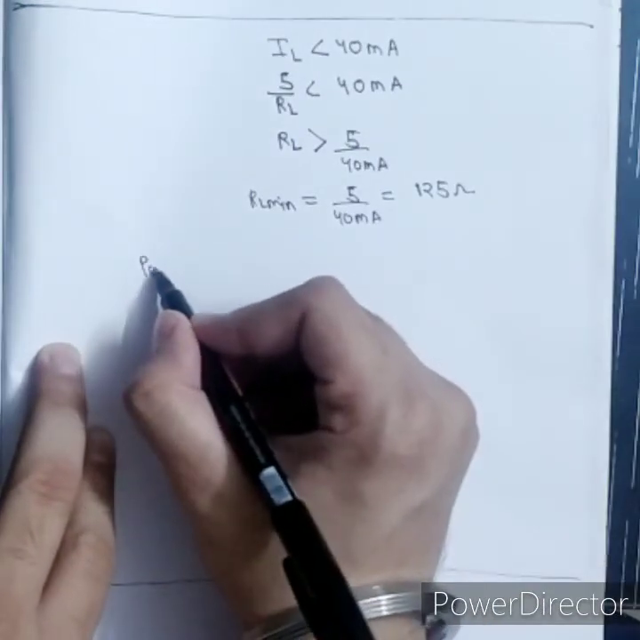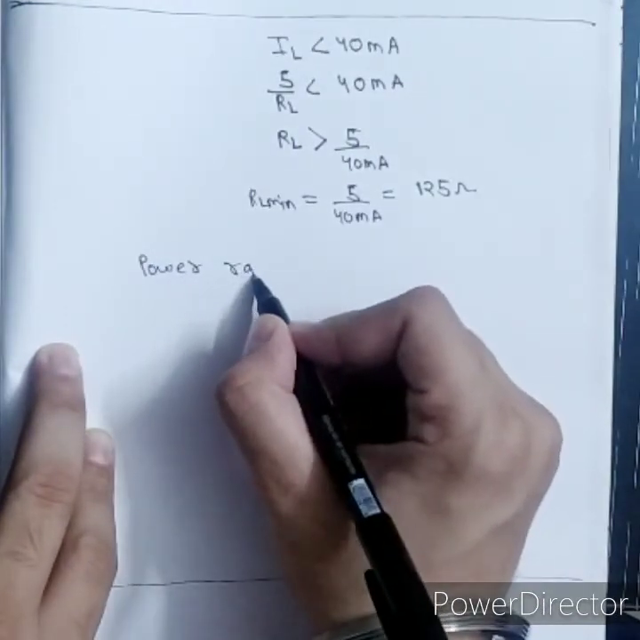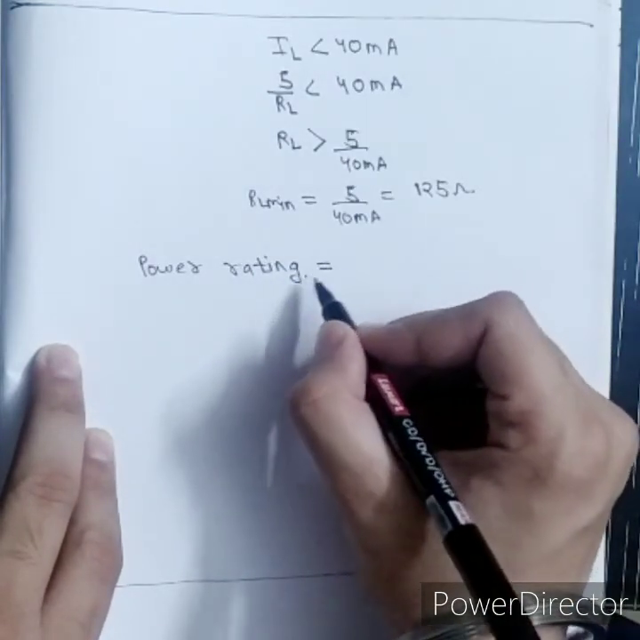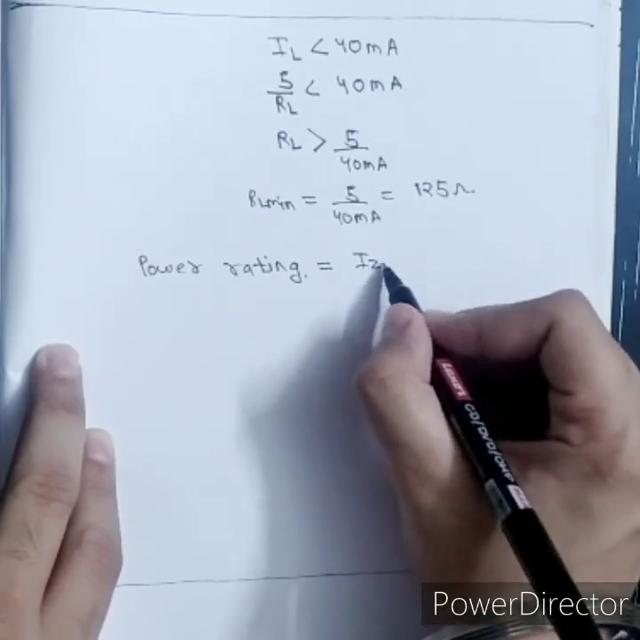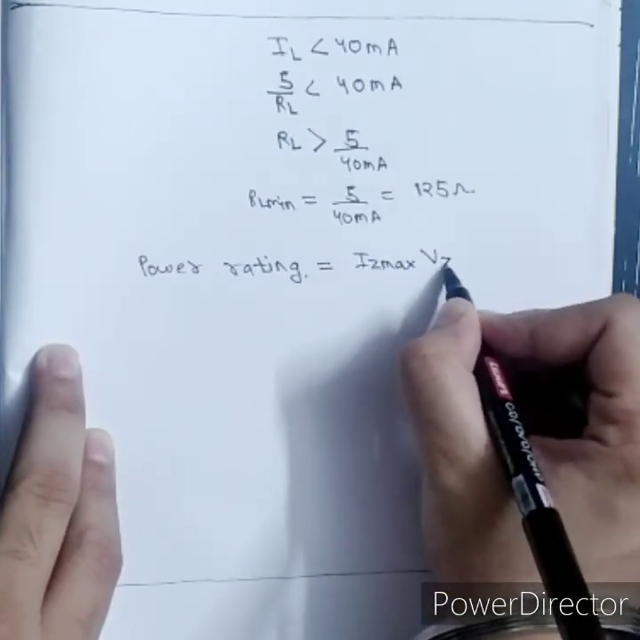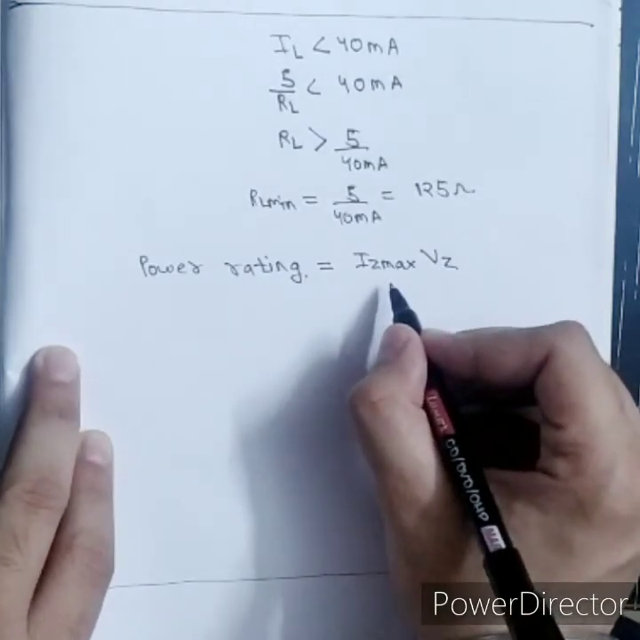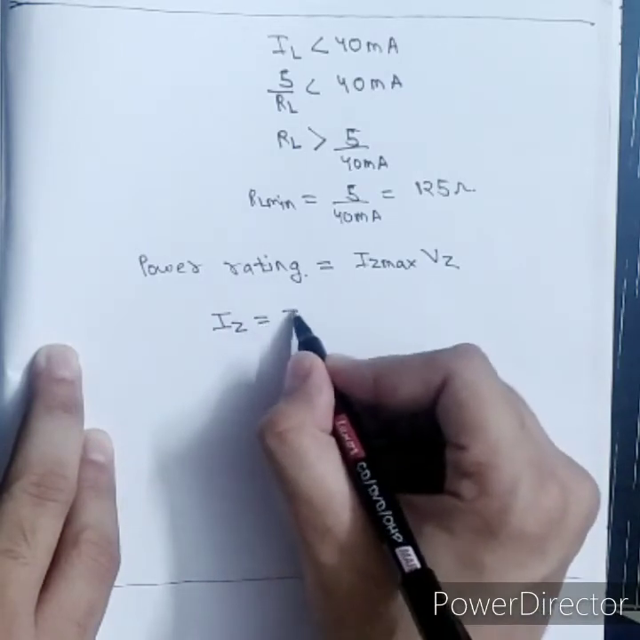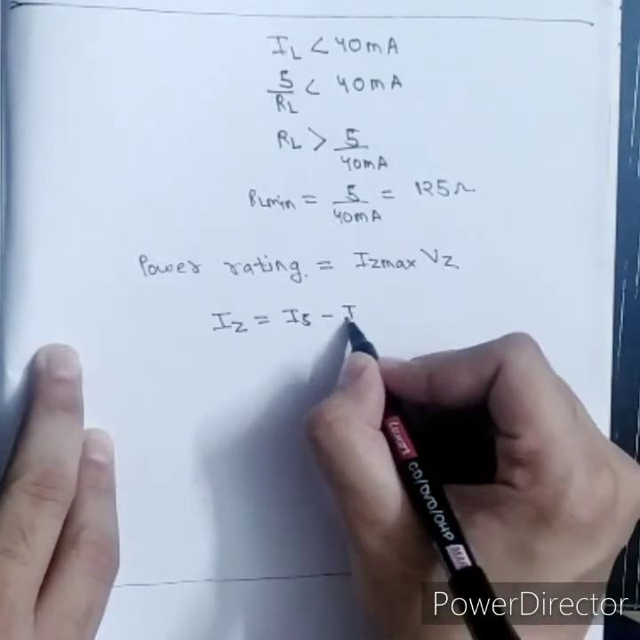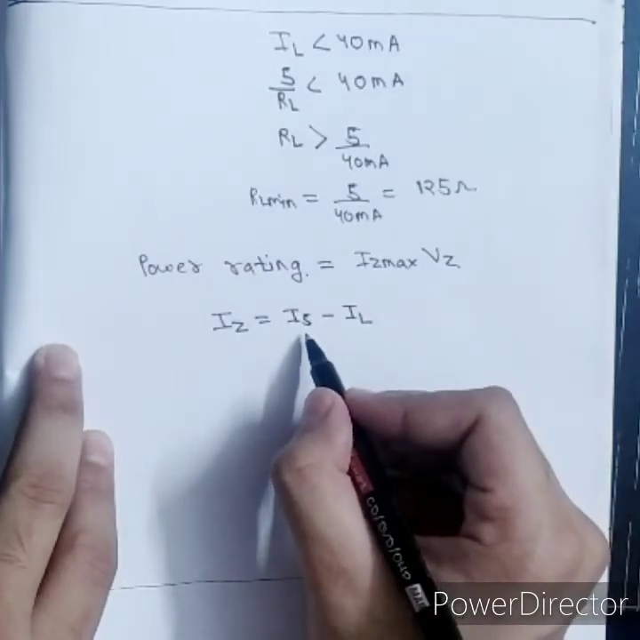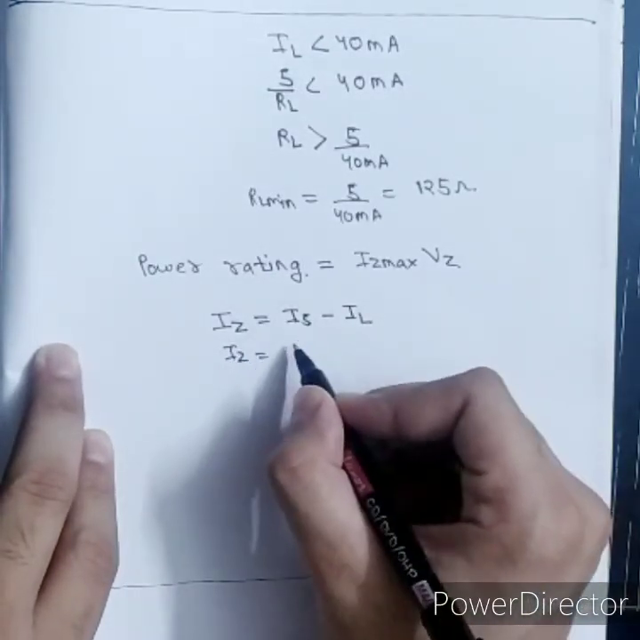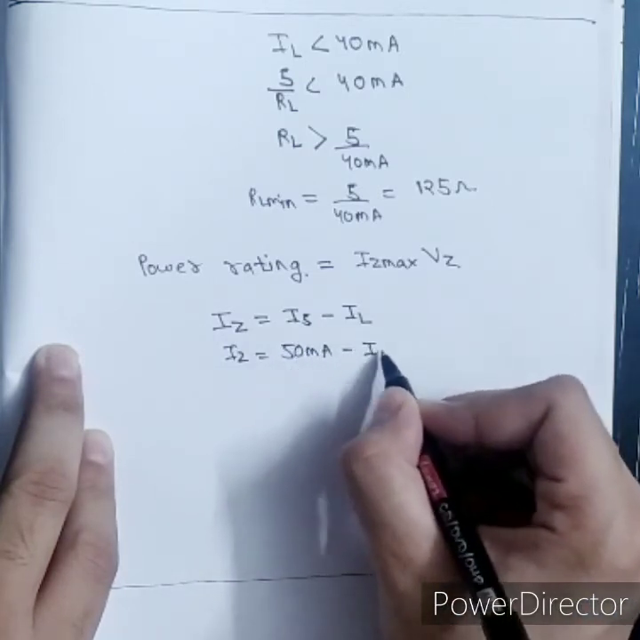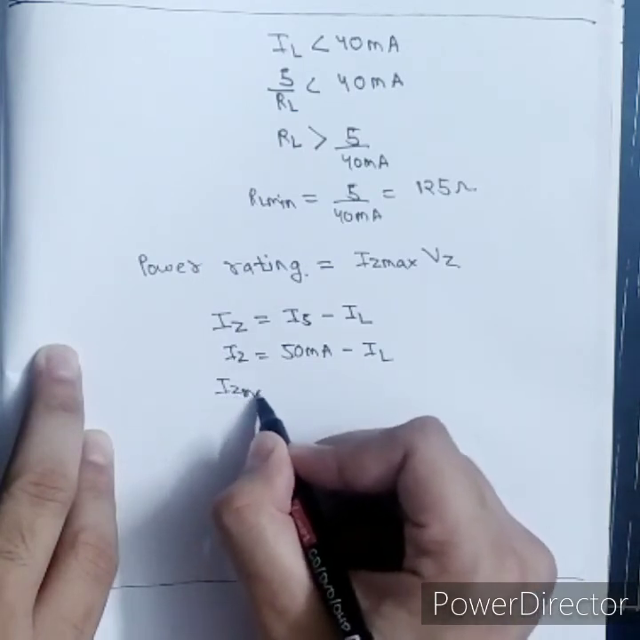Now for power rating, I have the formula: power rating is Iz max into Vz. So we have to calculate Iz max now. We have seen the relation Iz is equal to Is minus IL. See, Is is fixed and its value is 50 milliampere, minus IL.